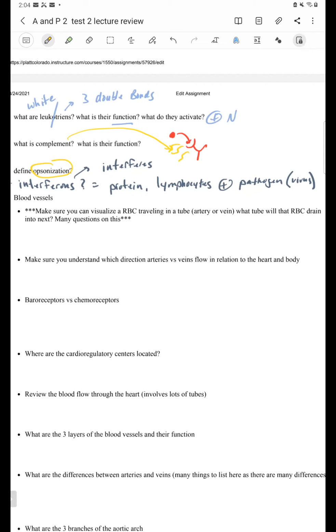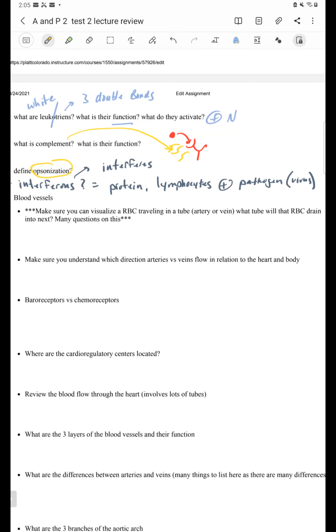A good way is to visualize that you're a red blood cell traveling through these tubes. What tube are you draining into next? On the lecture portion, there are no pictures, so you have to visualize where these tubes are. For example, if you're a red blood cell currently in the subclavian artery, what tube are you going to drain into next?